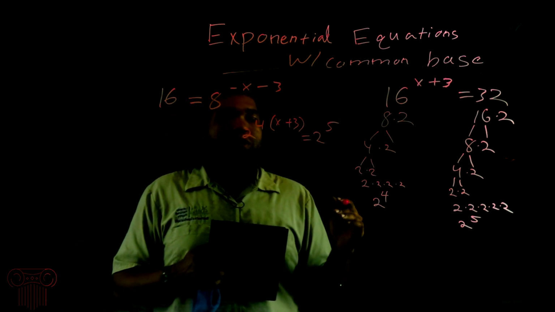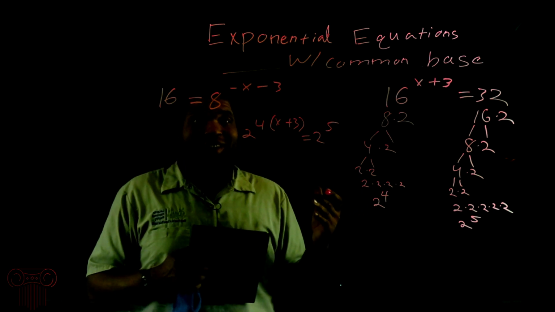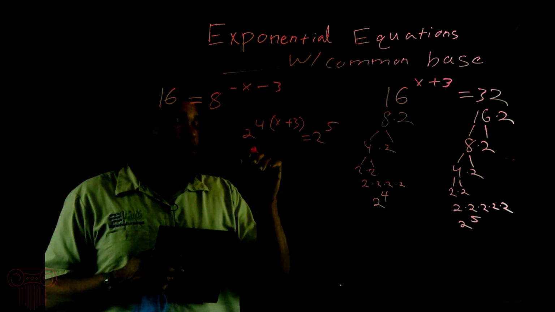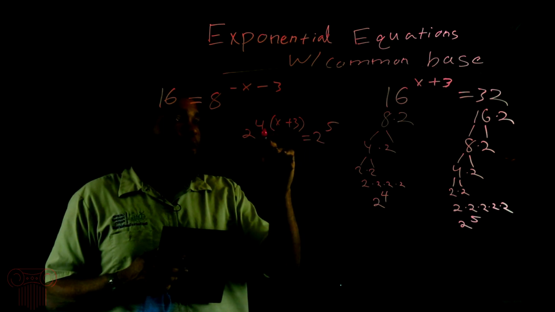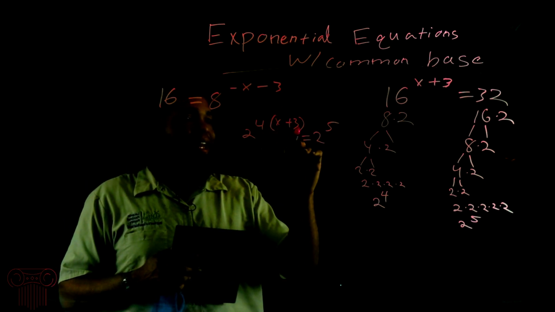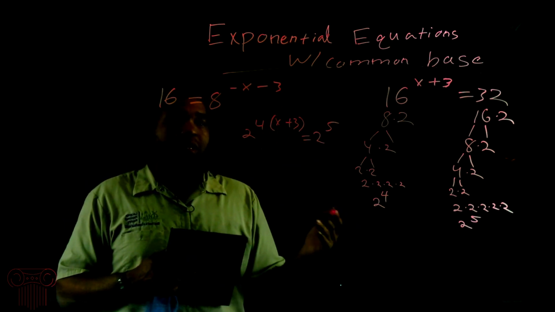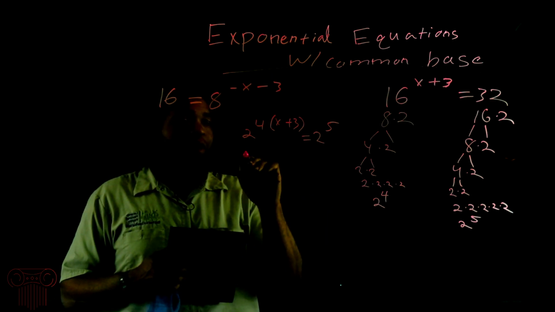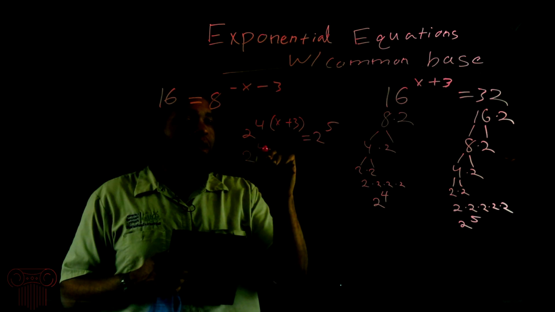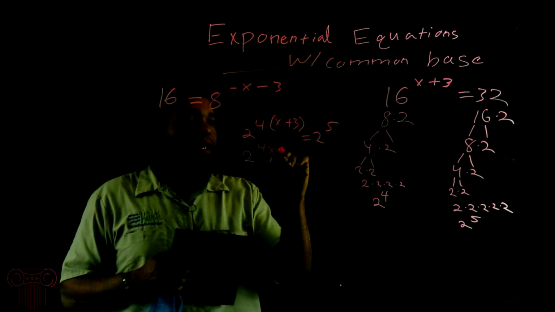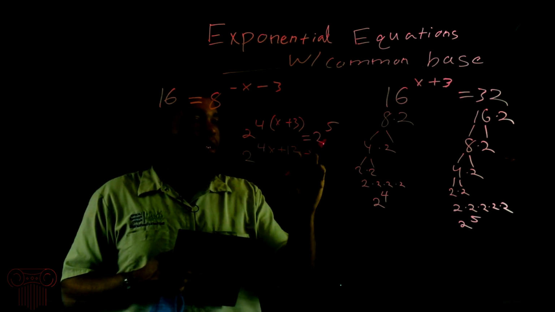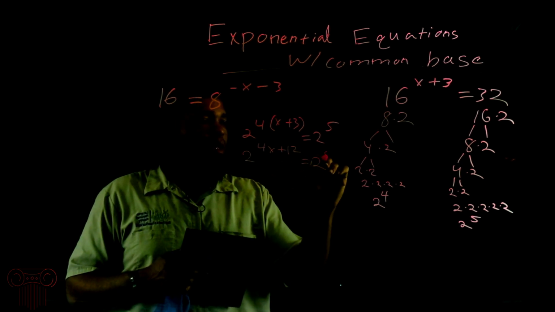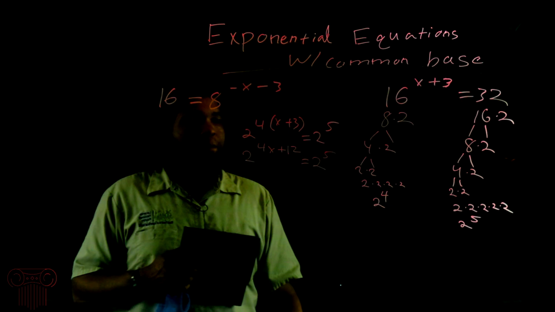Now, and you may already be seeing this coming, what we're going to do here is distribute the 4 to the x and to the 3. So we're basically going to distribute into our parentheses. So now we're going to have 2 to the 4x plus 12 equals 2 to the fifth.